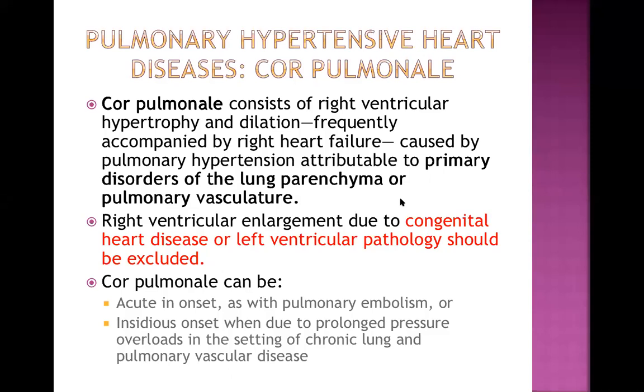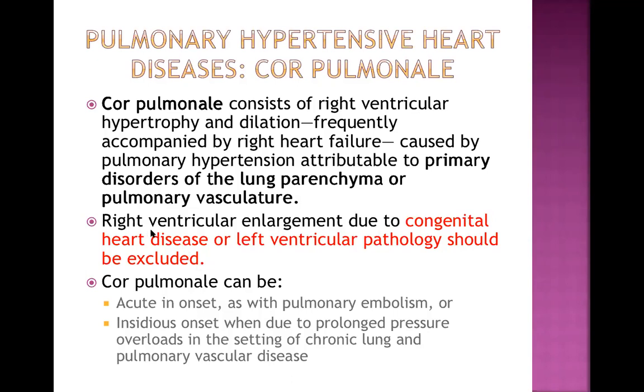Sometimes even chest wall pathology can lead to the same. Now, right ventricular enlargement due to congenital heart disease or left ventricular pathology should be excluded for the confirmation of the diagnosis of cor pulmonale. What do you mean by that?